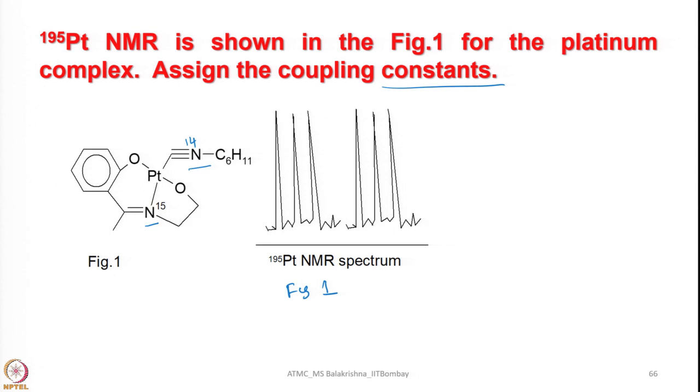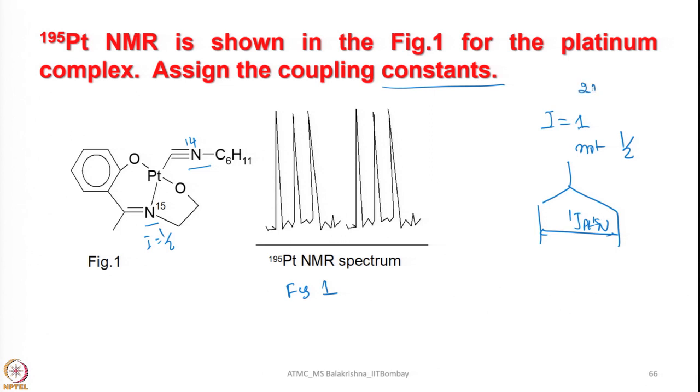Now we have to see why we got 2 triplets, and each triplet has intensity of 1:1:1. Usually a triplet with 1:1:1 has to do with an I value of 1, not half. So 15N means it has I equals half. That means there should be a 1J Pt–15N coupling, so it first splits, and this is due to 1J Pt–15N. So this coupling, let us not worry about that one. Now this will be split by 14N, so n equals 1.